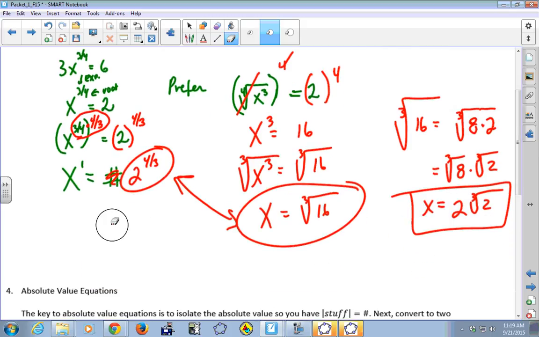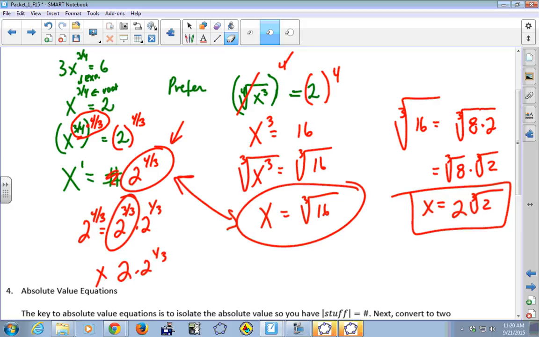Now over here, how do you see that same answer? Look at this. 2 to the 4/3 is the same thing as 2 to the 3/3 times 2 to the 1/3. Because when you multiply, you add your exponents. 3/3 and 1/3 give you 4/3. And look what this is. This is just the number 2. So 2 times 2 to the 1/3. With this, I'm fine leaving it that way. With radicals, you can simplify it. You don't need to write it this way. This isn't any simpler to me than this.